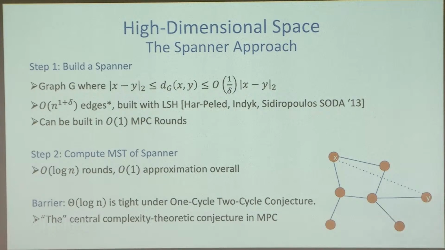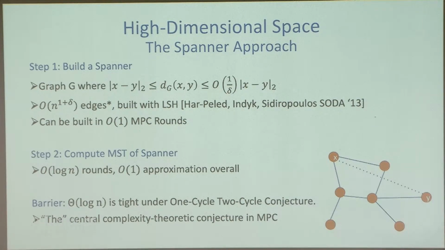However, if you do not use any additional information, and you just look at the graph itself and try to compute its MST, then this log n is a barrier unless the 1-cycle versus 2-cycle conjecture is false. This means that given a graph, if you want to compute the connected components, that is, the connectivity of this graph, in the MPC model, then you need omega of log n rounds under this conjecture.